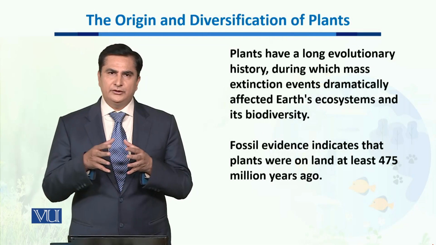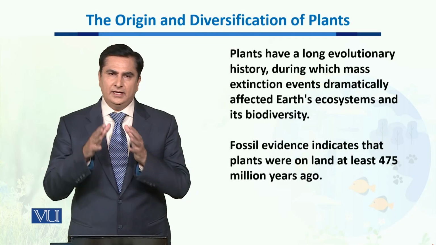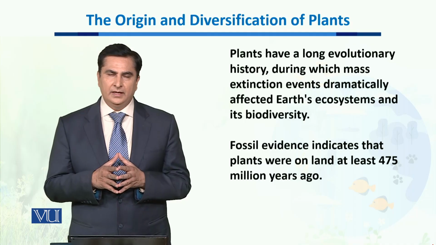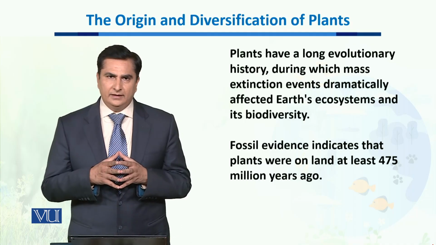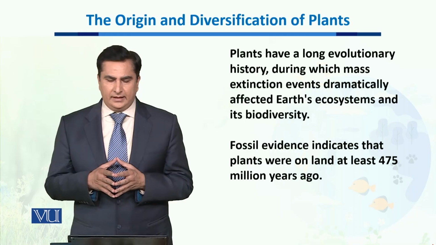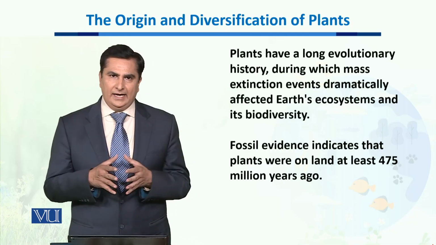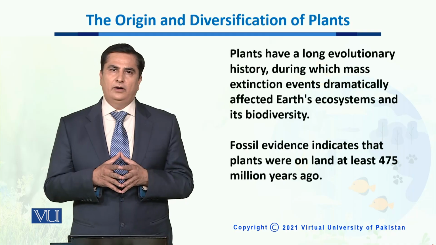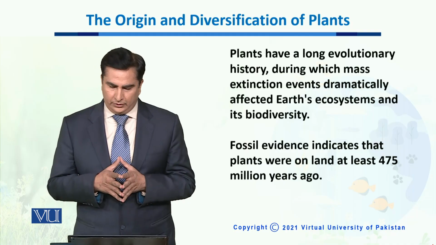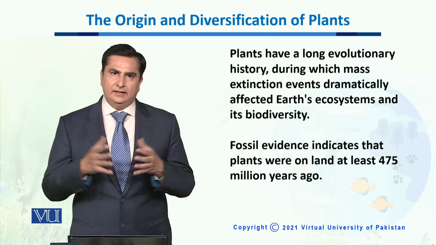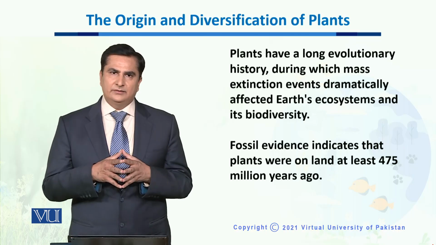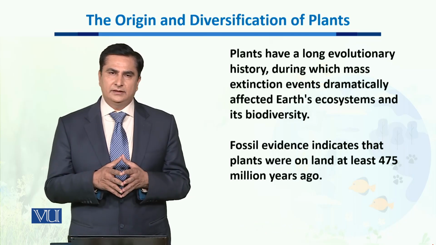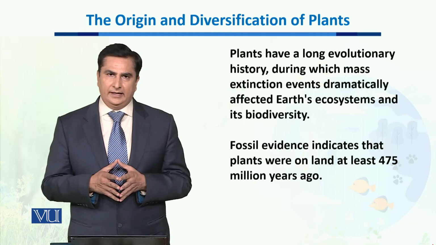Dear students, in this unit, we will talk about the origin and diversification of plants. When we talk about the origin of plants, plants originated on the land ecosystem or terrestrial ecosystem at least about 475 million years ago. This record is based on the fossilized structures which have been found regarding the plants.